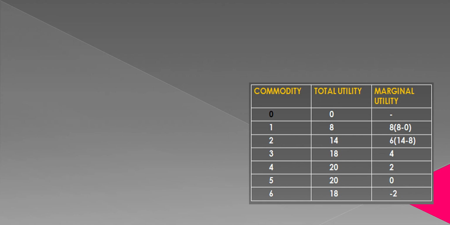Here it is known as zero utility. The consumer reaches the maximum position. From here he doesn't want to consume any more of the commodity. But still, if he is made to consume a sixth apple, his total utility decreases, that is 18. Now, the marginal utility of the sixth apple will be the total utility of the sixth apple minus the total utility of the fifth apple, that is 18 minus 20 equals minus 2.